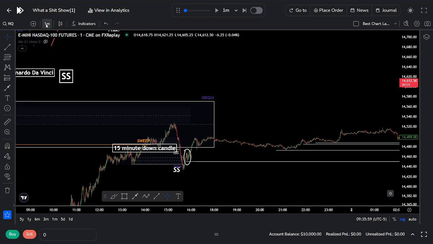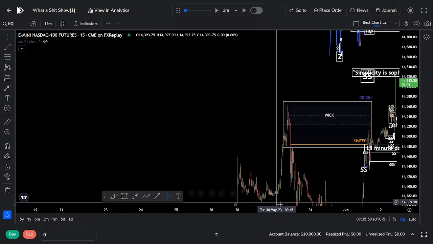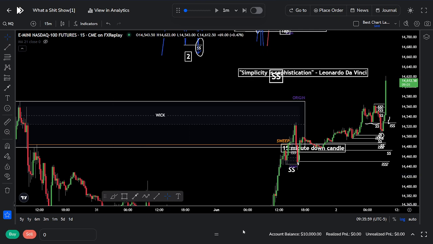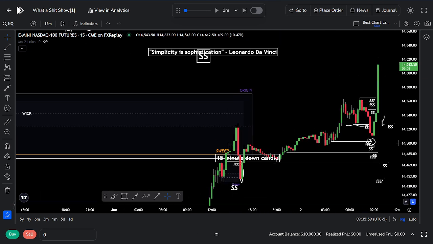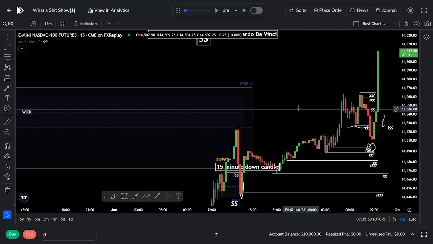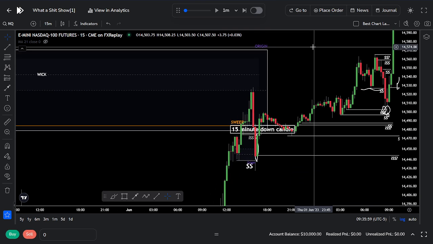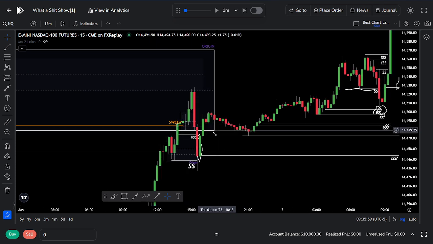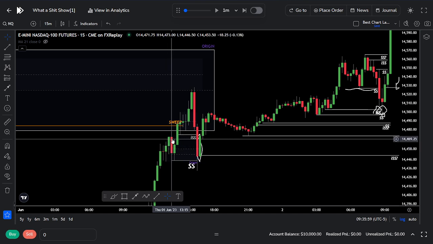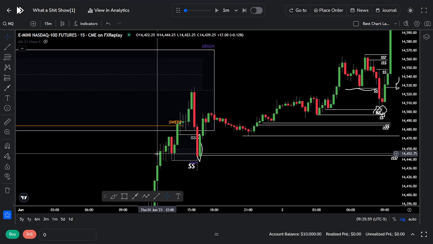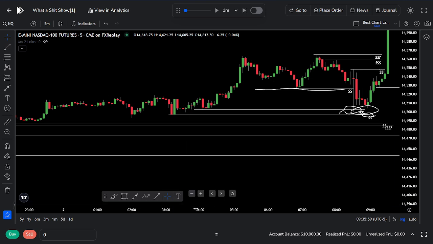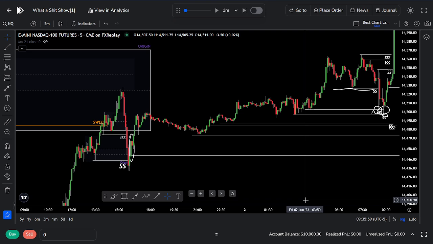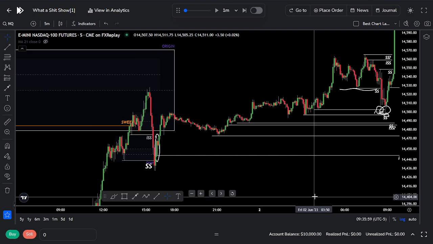Sure, I couldn't explain this from the perspective of the 15-minute. This is a 15-minute down candle. Wait, did we close below? Is it even a 15-minute down candle? Oh my God, we didn't even close below it. So it's not even a 15-minute down candle. That's fake news. Jesus. Yeah, we didn't even close below it, so it's more like a 5-minute area.